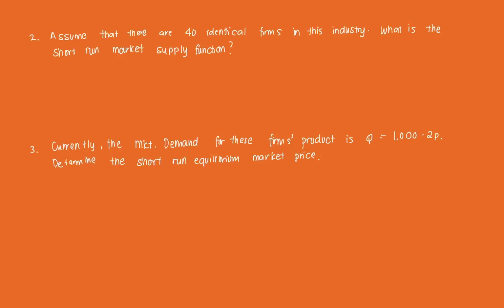So if there are 40 firms in the industry, we can now get the market supply function using the individual supply function that we derived just a few seconds ago. Since the firms are identical, the market supply function Q is just equal to 40 times your short run individual supply function, P minus 20. And this occurs when P is greater than or equal to 20.